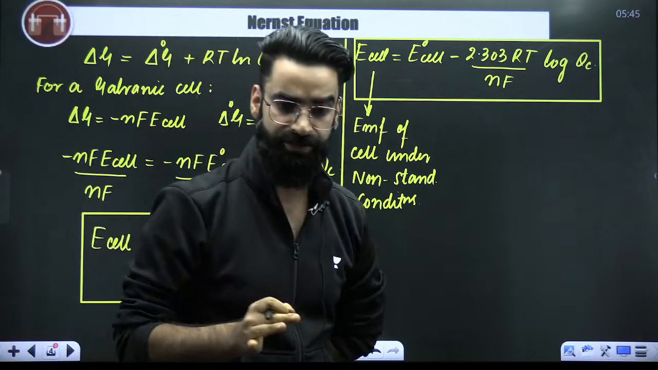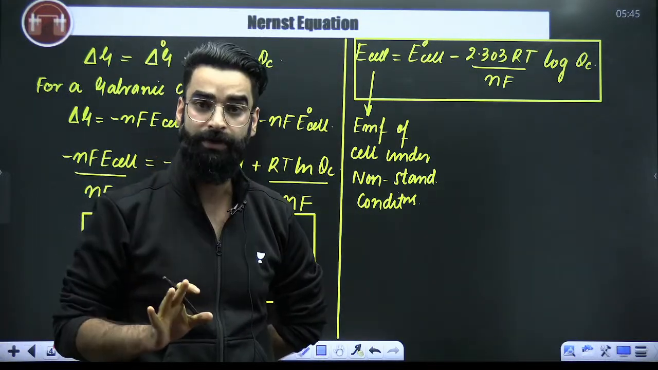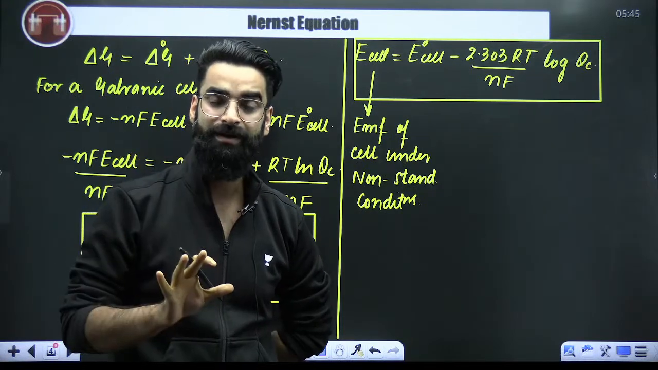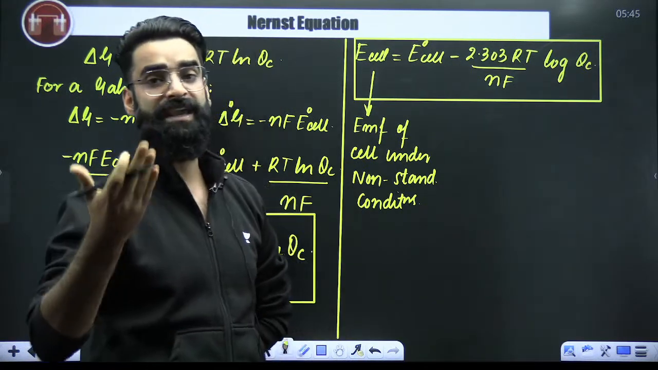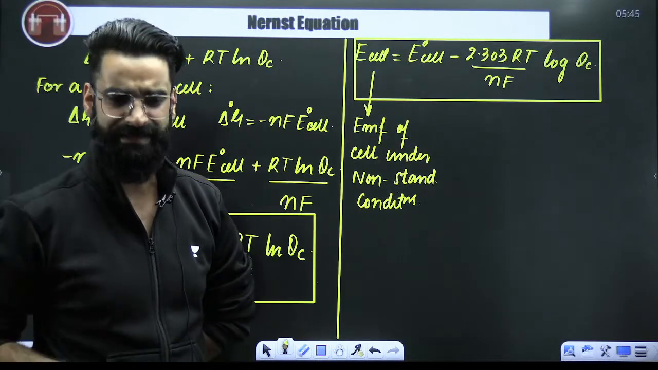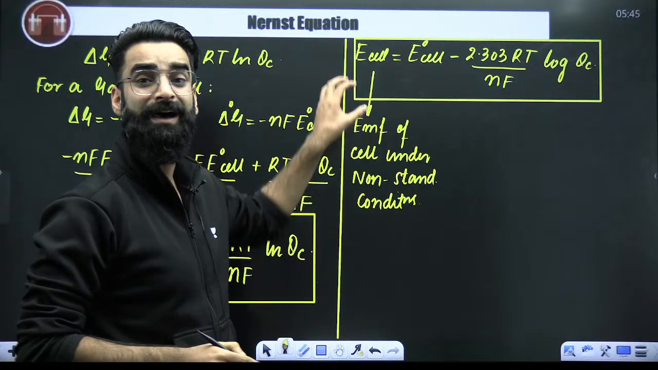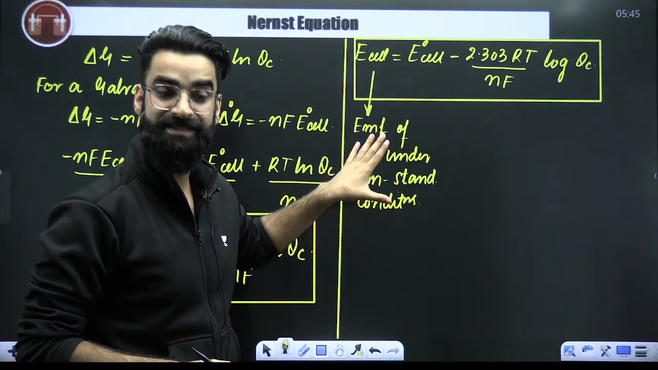I hope you all remember what are standard conditions and what are non-standard conditions. In case of standard conditions, concentration is taken as 1 molar, pressure is taken as 1 bar, and temperature is generally kept constant, generally 25 degrees centigrade. Perfect. So E cell is the EMF of the cell under non-standard conditions.